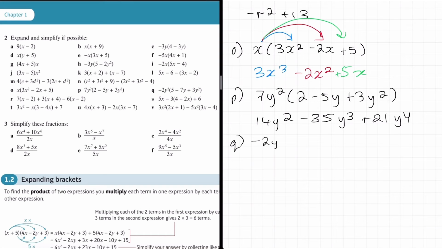Minus 2y squared times 5 minus 7y plus 3y squared. Minus 2y squared times 5 is minus 10y squared. Minus 2y squared times minus 7y gives us positive 14y cubed. And minus 2y squared times 3y squared gives us minus 6y to the power of 4.